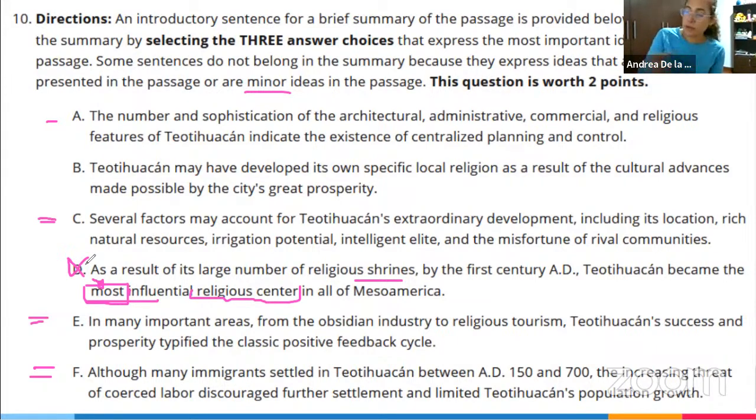But aside from that, this is too specific. It's focusing only on religion. But this was about everything. It wasn't just about religion. So I don't think this is going to be correct.